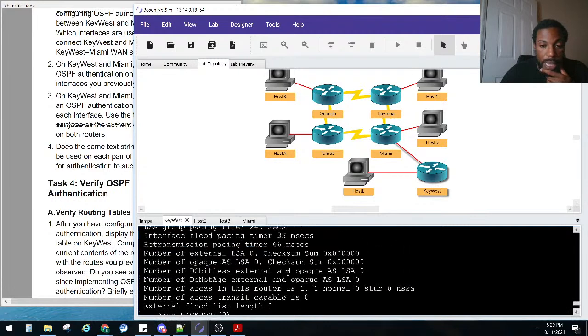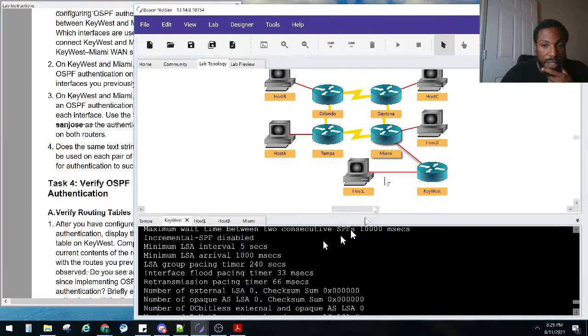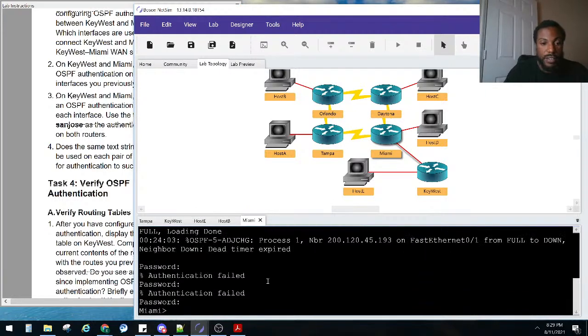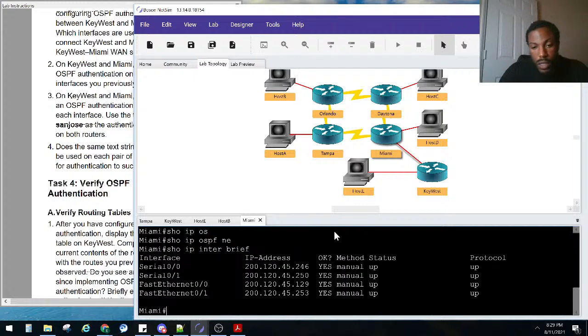So let's go ahead and put in authentication on that side, Miami. Cisco, right? And it's enable and then Cisco. We said the interface was FA0/1, right? Let's verify that. Sound like my boss over here. OSPF. Let's do this. Show IP interface brief. It was 45.253, right? So yeah, FA0/1.